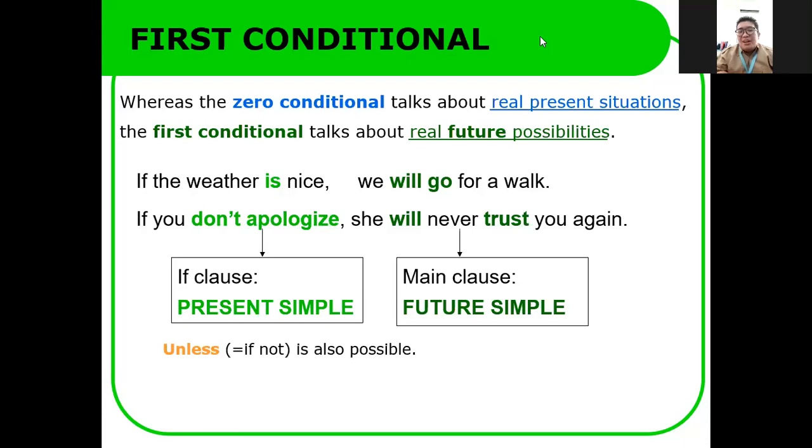Okay, in the if clause, di kalimat di clause if, it emphasizes on the use of present simple, menekankan pada penggunaan present simple, and then in the main clause, di clause utamanya, it emphasizes on future simple. Ya, karena tadi real future possibilities. Maka kita pakai, and we use future simple.